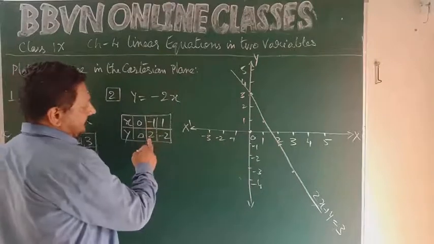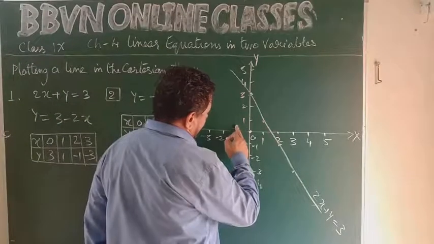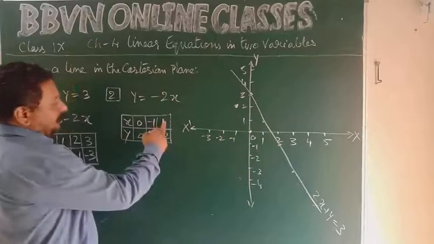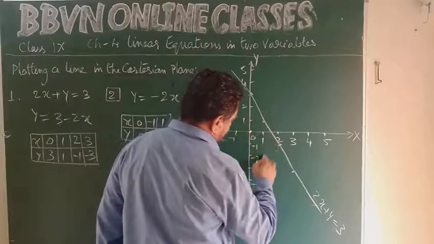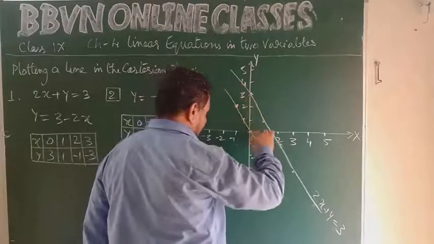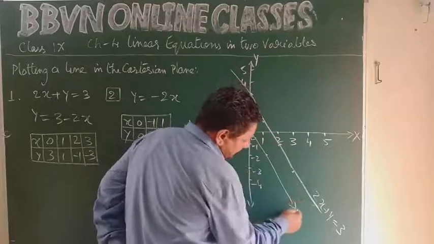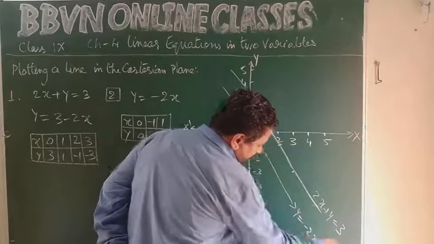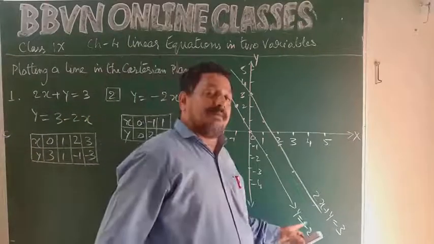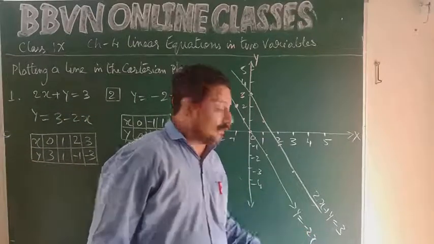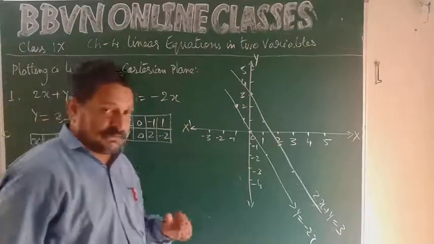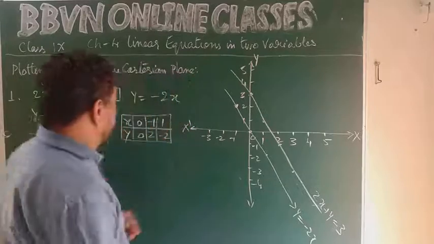x minus 1 and y 2. This is the point. x 1 and y minus 2. This is the point. So this is the line y equal to minus 2x. And what is the speciality? This line passes through the origin. Okay children, this is how we plot the lines in the Cartesian plane. You can solve the questions from NCERT. Let's move ahead in this topic.